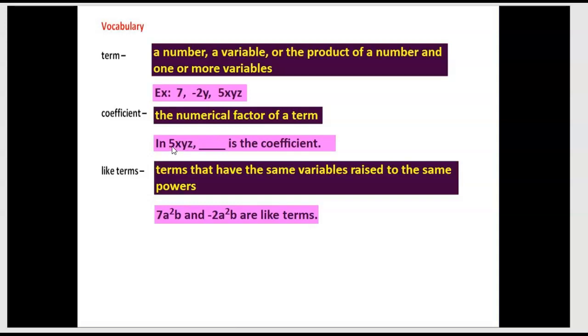And then terms that have the same variables raised to the same power are considered like terms. So that's when we combine like terms. So like terms are terms that are raised to the same variables and powers. They have to match in all ways.